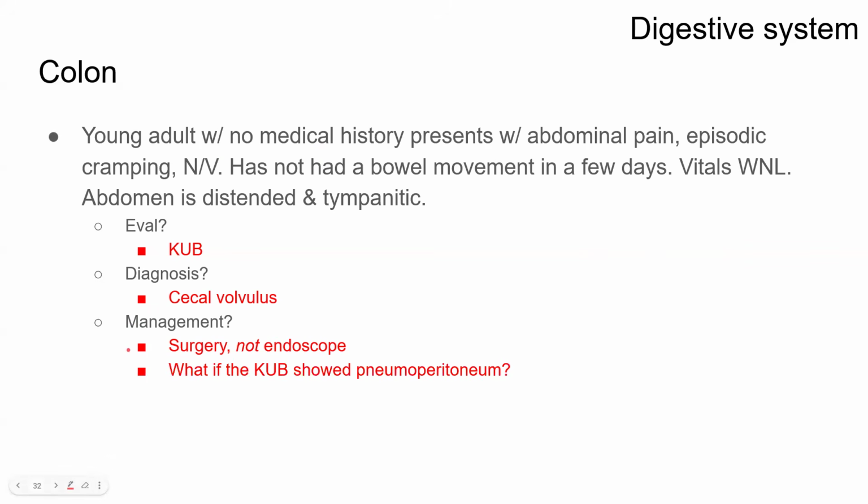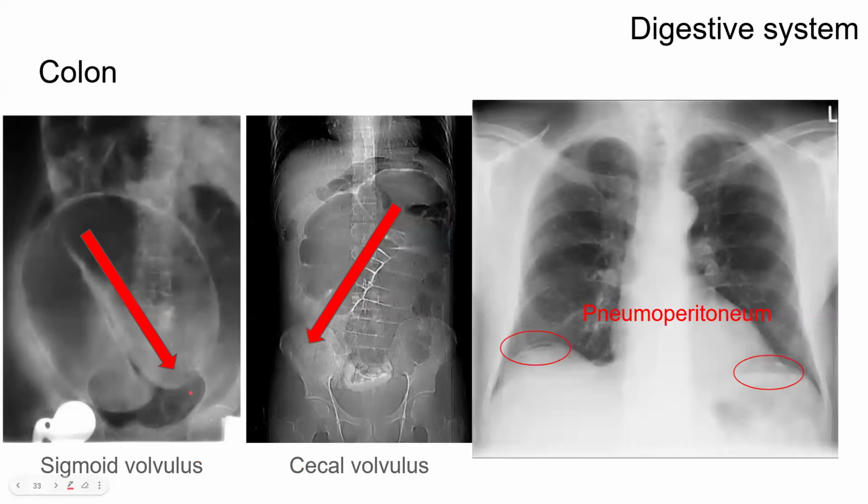What if you get an abdominal X-ray and there's pneumoperitoneum on the abdominal X-ray? You get an X-lap. Pneumoperitoneum means go straight to the OR. So in this case, for cecal volvulus, they get surgery either way, but with pneumoperitoneum you really get surgery. So here are some pictures of sigmoid volvulus, cecal volvulus, and then pneumoperitoneum, because I didn't talk about pneumoperitoneum in the last episode, so I wanted to talk about it here.